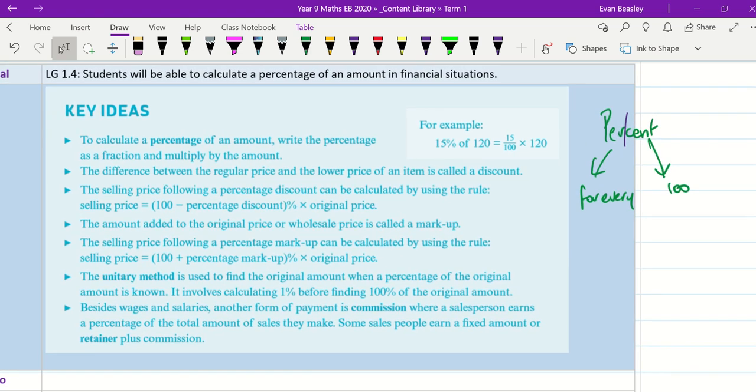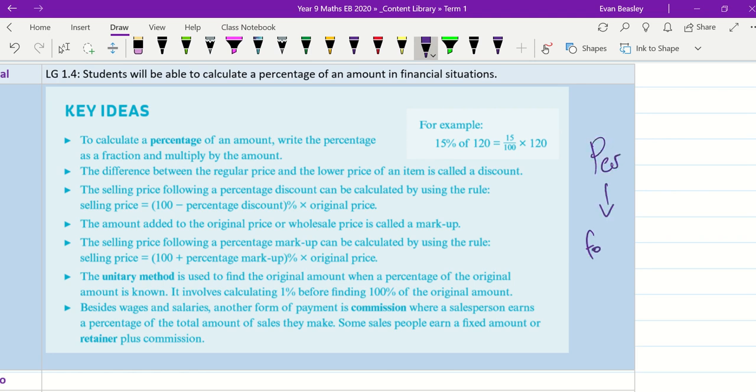So first of all, if I see the word percent, the word percent just breaks down into two main parts. Per just means for every, and cent just means 100. So the word percent means for every 100. Now if we want to calculate the percentage of the amount, we write the percentage as a fraction and then multiply it by the amount.